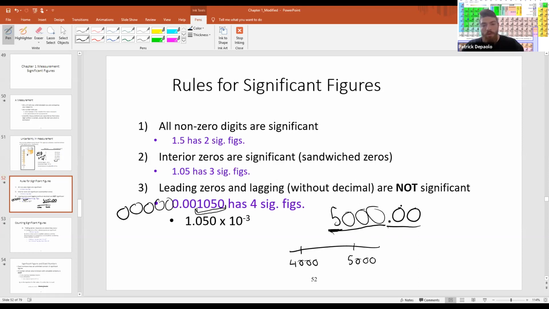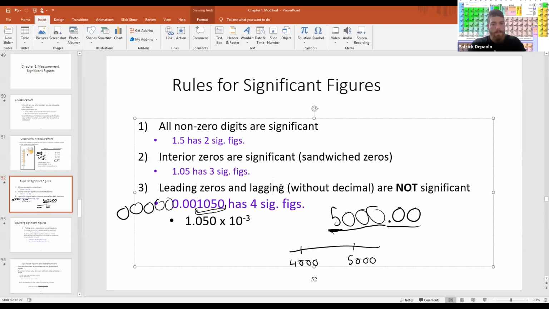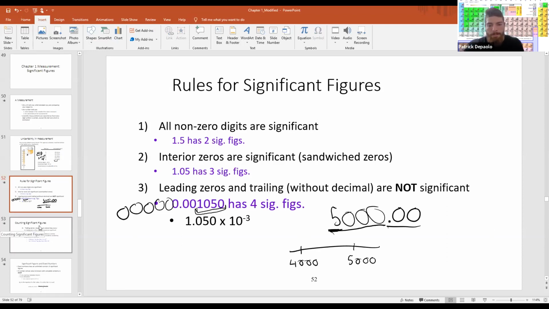So in this number, there would be 6 significant figures because of that decimal and because these are trailing zeros, or lagging zeros. I'll put trailing, not lagging. Trailing. All right, so good. I hope that makes sense. Are there any questions on that? Because we're going to apply those rules right now.